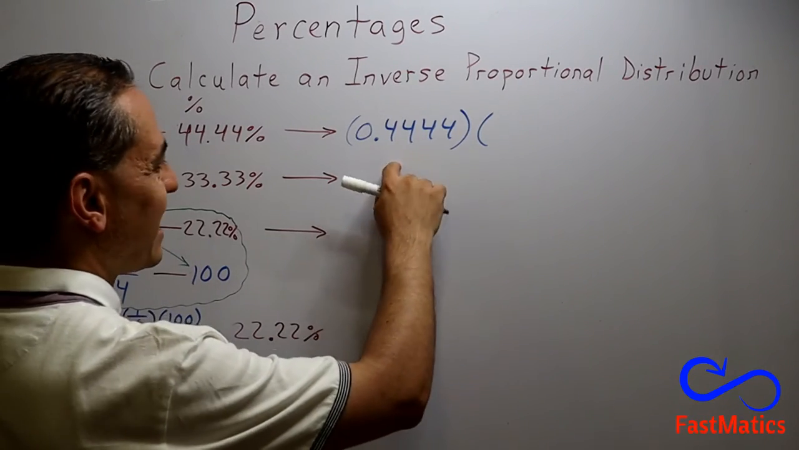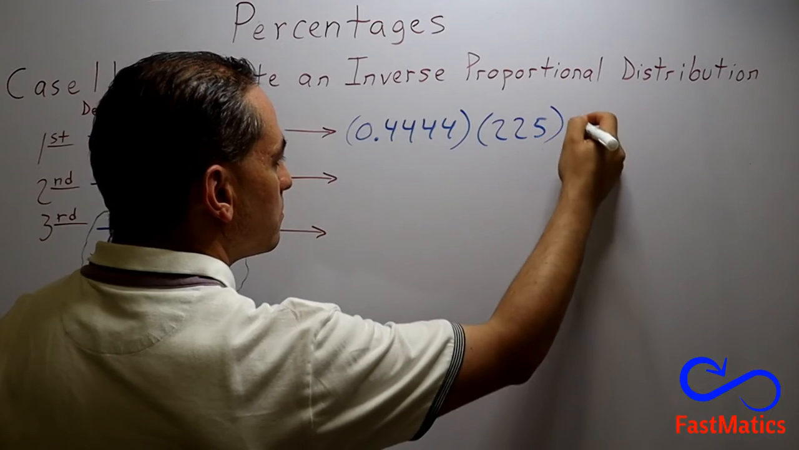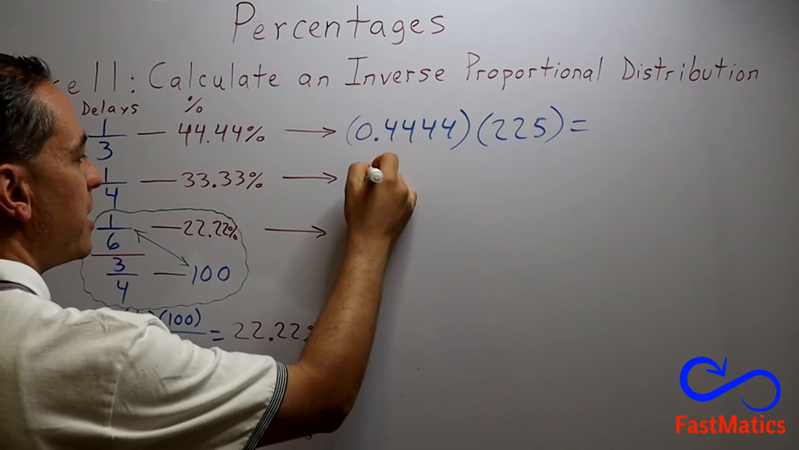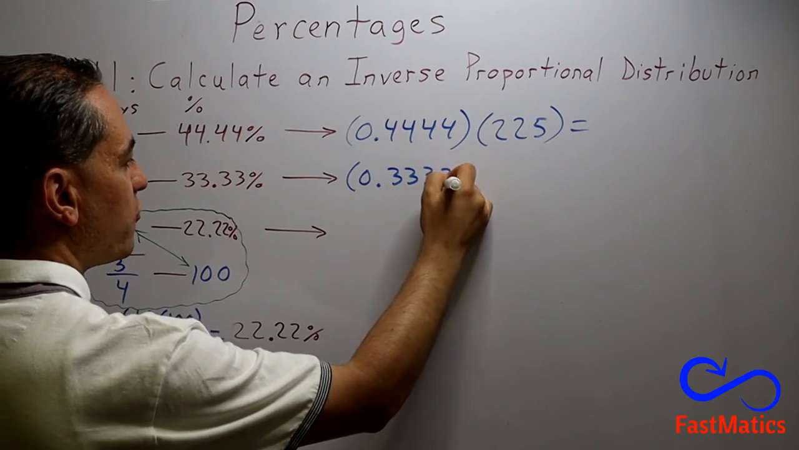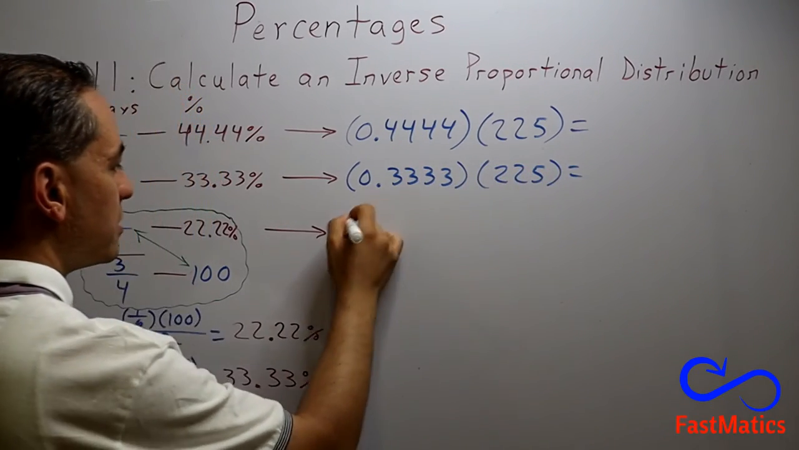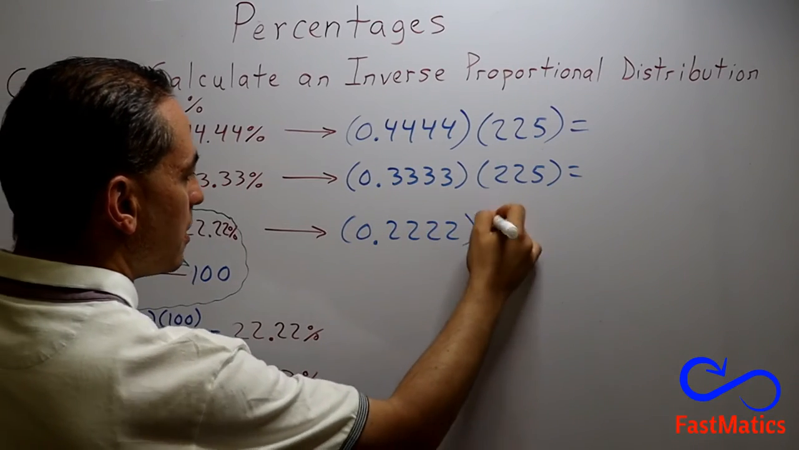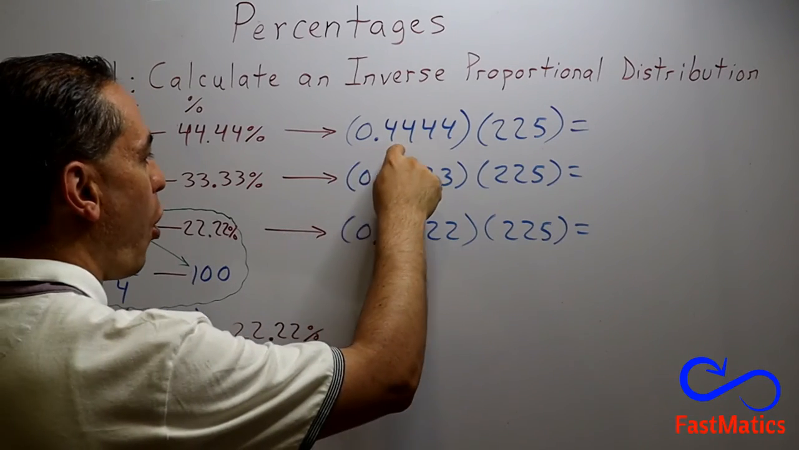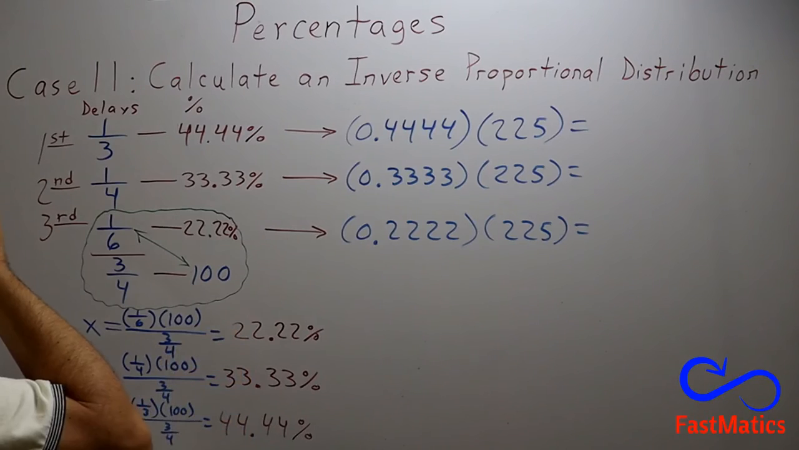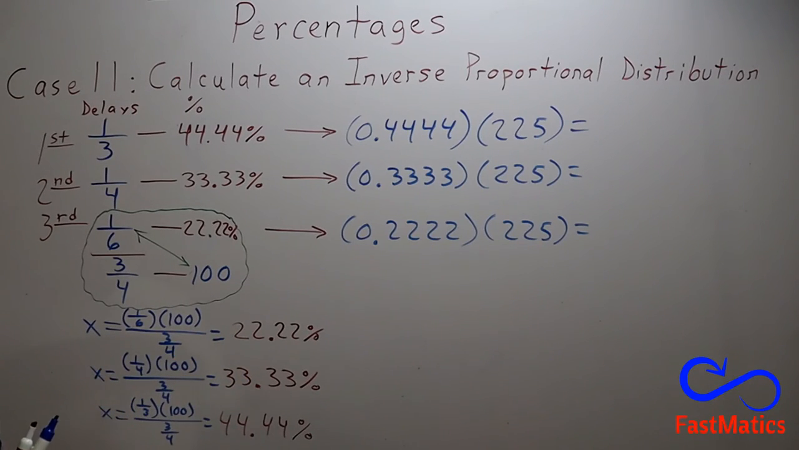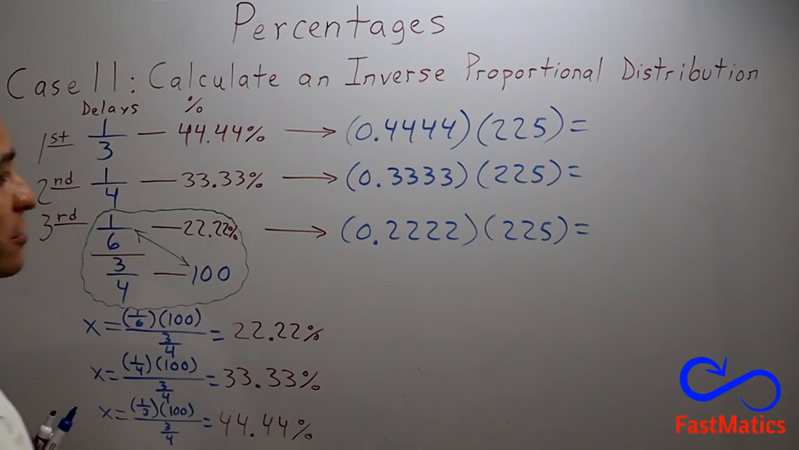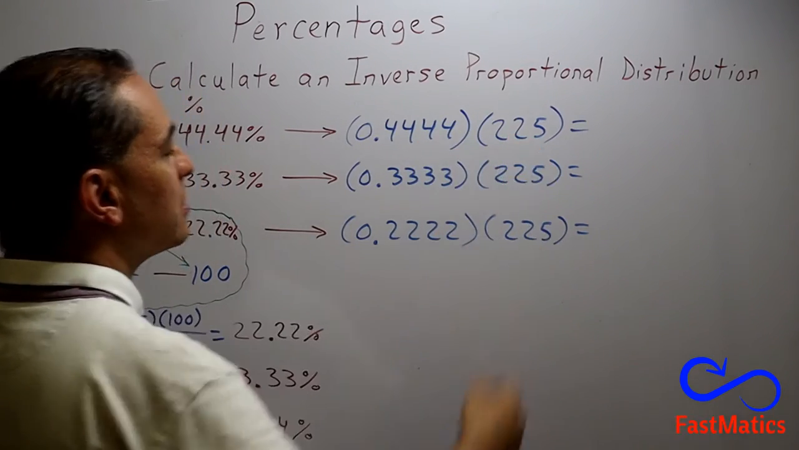And you multiply that percent times the bonus, the 225 euros that you want to share. After that, the same thing, 0.3333 times 225, and after that 0.2222 times 225. But be careful, if you want to get numbers that are right, you must take all decimals in your calculator. So we are going to use 0.444444, all numbers you can, and you are going to multiply that quantity by 225.